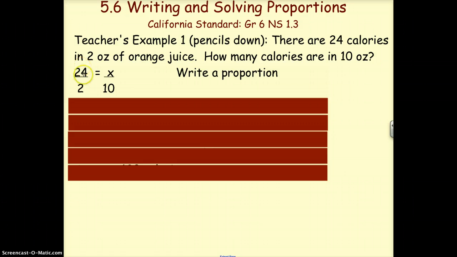Or you could have done it the other way around and put your ounces in the numerator, 2 and 10, and then in the denominator have the 24 and the x. What's important is that you're consistent. You either have calories in the numerator or ounces, but you have to be the same on both fractions.